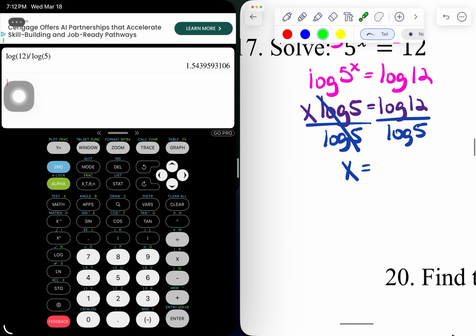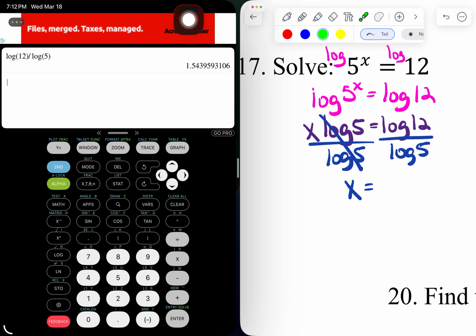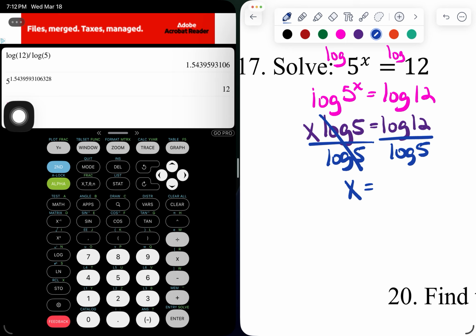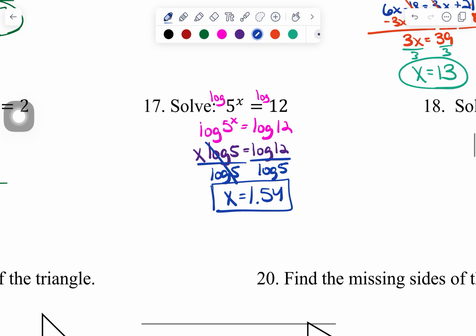All right, we get this answer, and I'm going to quickly double check because I'm supposed to be able to take this exponent, and if I raise 5 to that 1.54 whatever, I'm supposed to get 12. So 5 raised to that number, look, it's 12. So that number was 1.54 if I round off to 2 decimal places, which I'm perfectly content with. All right, and there is my answer for 17. Pop out of there. All right, I think I'm going to do one more here.